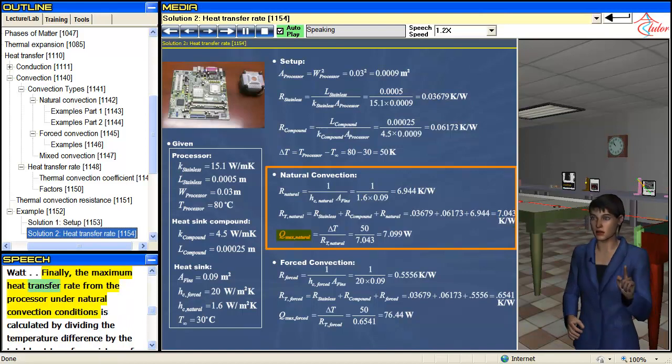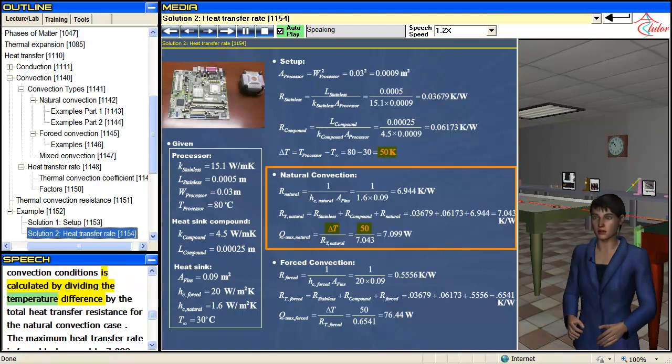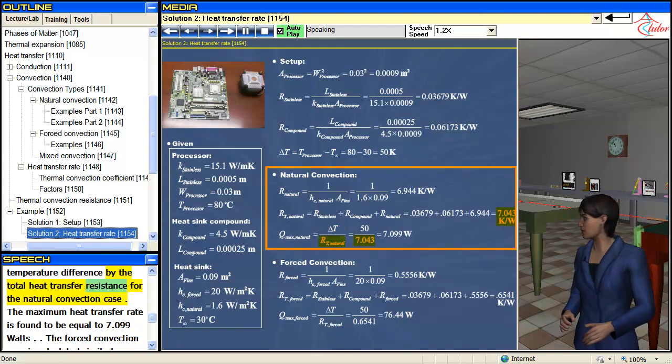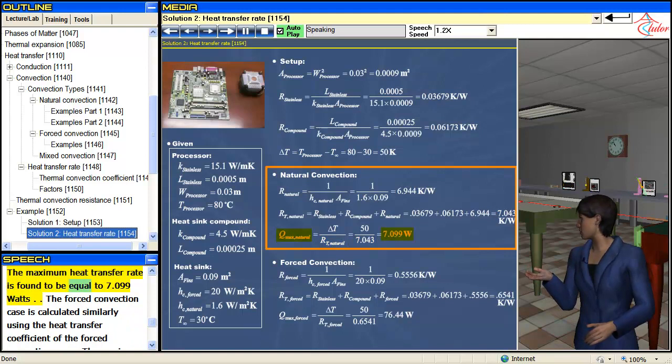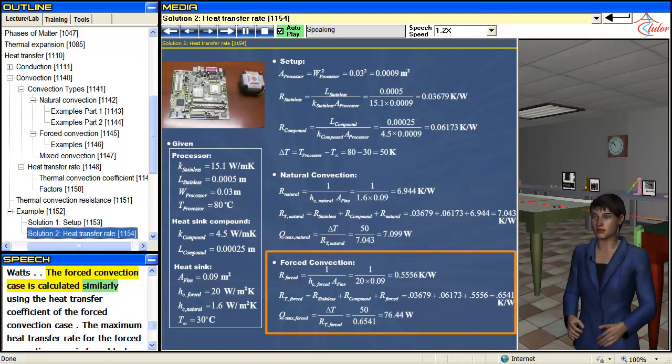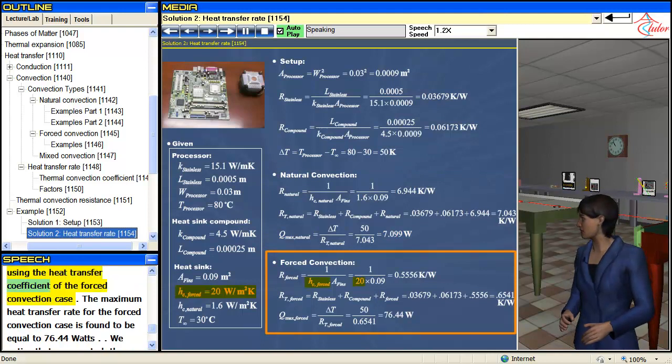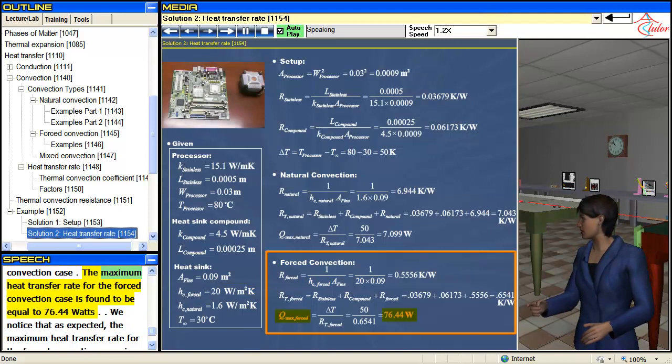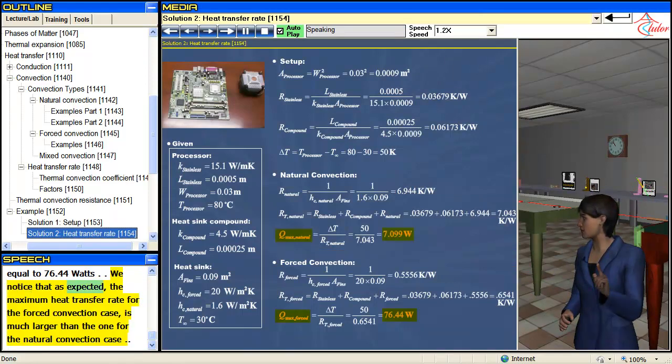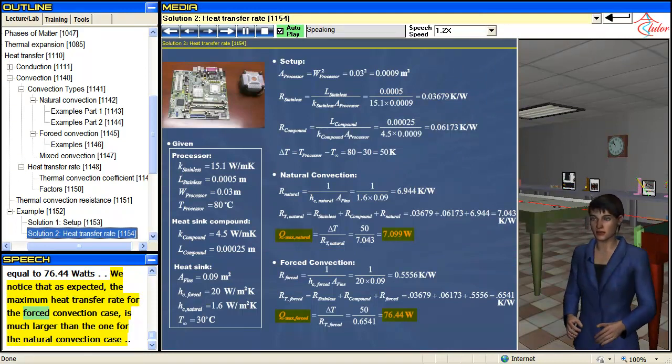Finally, the maximum heat transfer rate from the processor under natural convection conditions is calculated by dividing the temperature difference by the total heat transfer resistance for the natural convection case. The maximum heat transfer rate is found to be equal to 7.099 watts. The forced convection case is calculated similarly, using the heat transfer coefficient of the forced convection case. The maximum heat transfer rate for the forced convection case is found to be equal to 76.44 watts. We notice that, as expected, the maximum heat transfer rate for the forced convection case is much larger than the one for the natural convection case.